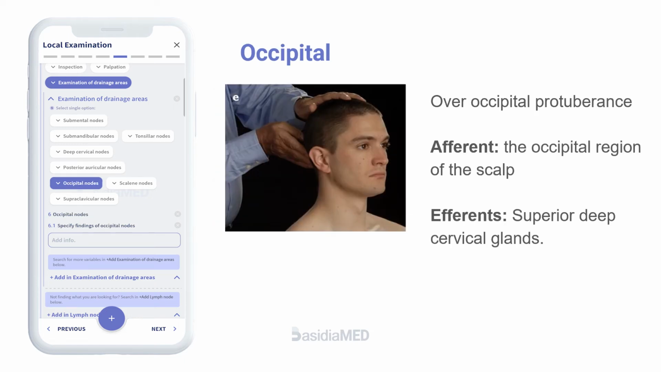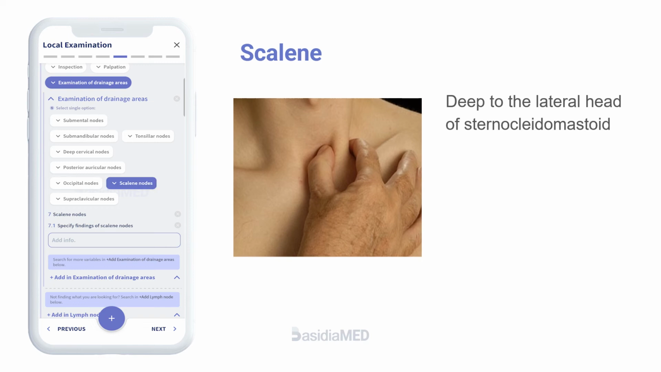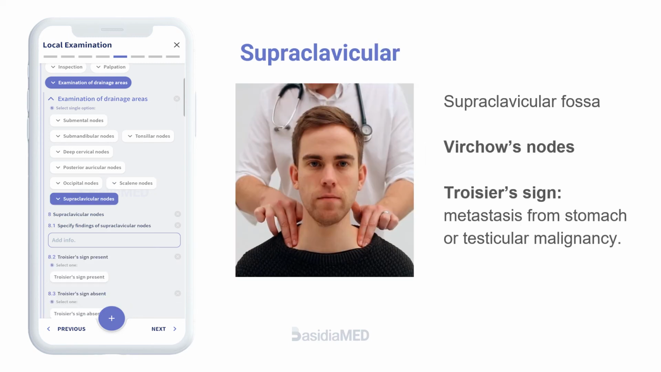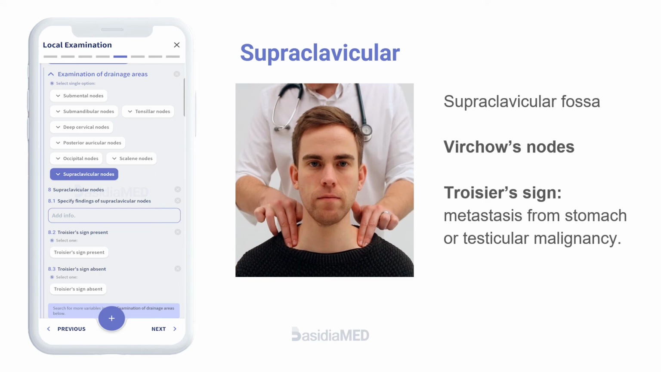Occipital nodes are present over the occipital protuberance. Their afferent vessels drain the occipital region of the scalp, while their efferents pass to the superior deep cervical glands. The scalene nodes are palpated deep to the lateral head of sternocleidomastoid muscle. Supraclavicular nodes are palpated in the supraclavicular fossa.